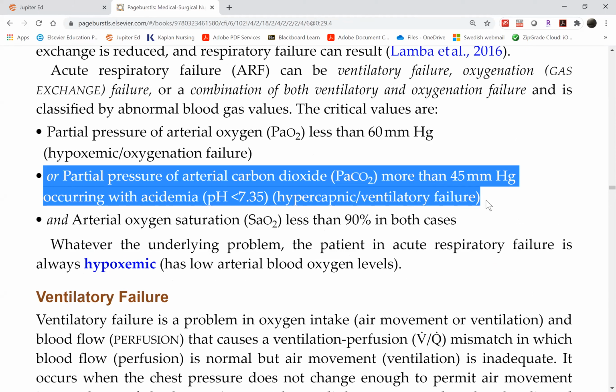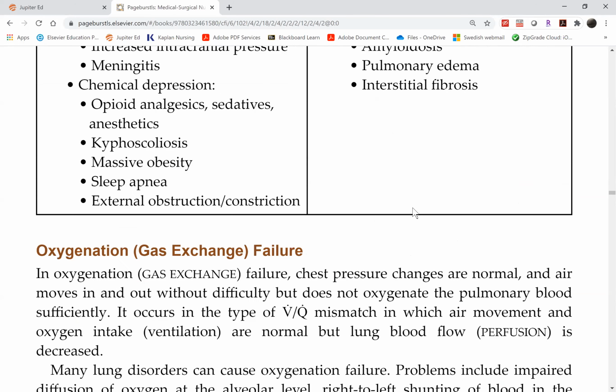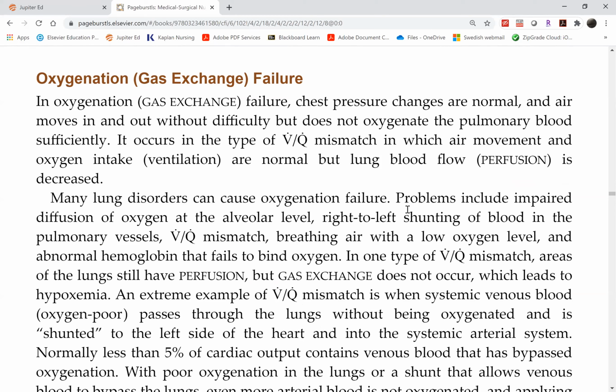You need to be able to exhale fully. So if you can't do that, then of course your CO2 levels will rise and you go into respiratory failure. And let's look at the oxygenation type. The oxygenation failure, this one is a gas exchange problem.